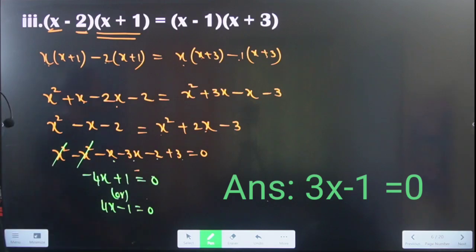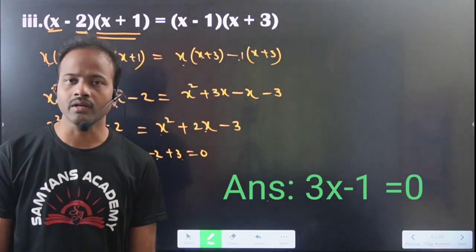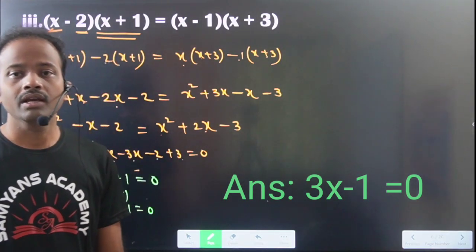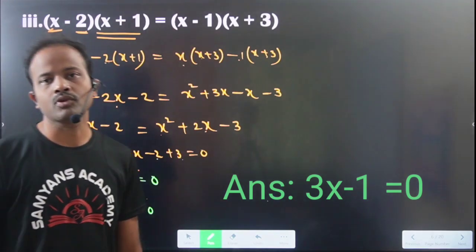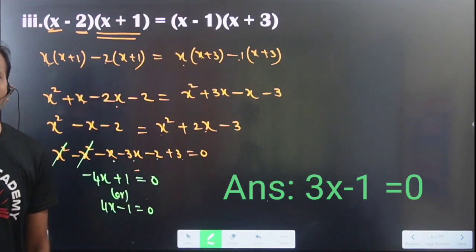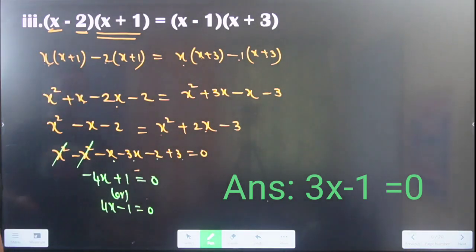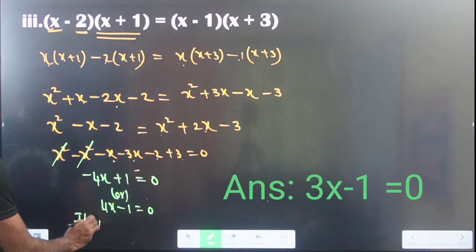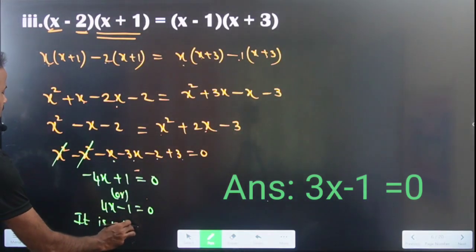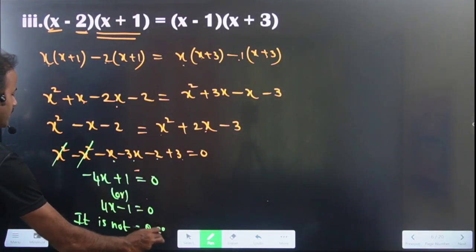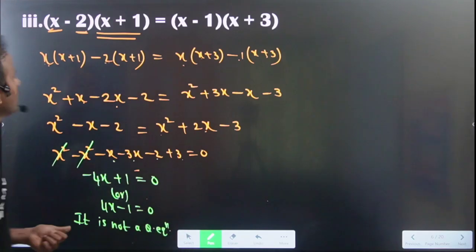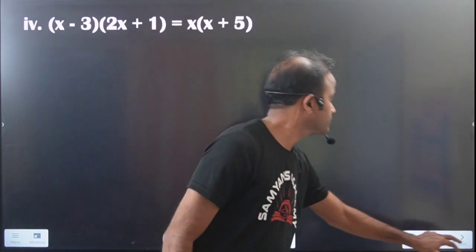Can you tell, is it a quadratic equation? No, it is not a quadratic equation. So it is a linear equation. Why? Because the highest power of the variable here is how much? The highest power of the variable we have here is only 1. So it is a linear equation, it is not a quadratic equation. Okay, we can write it like this, and move on to the next question.